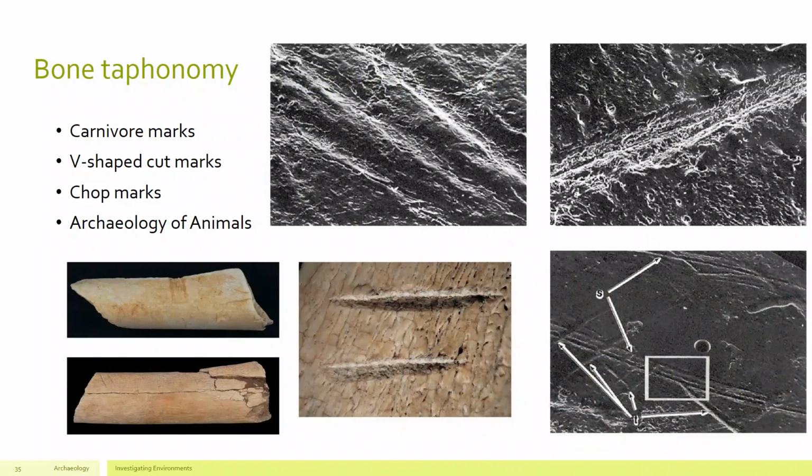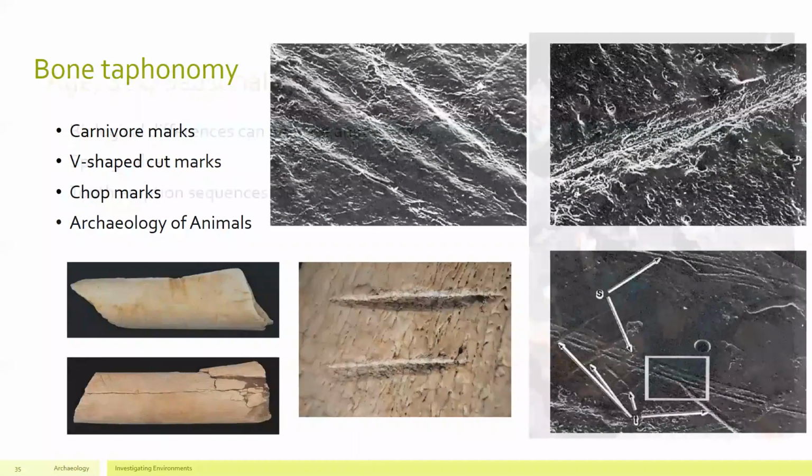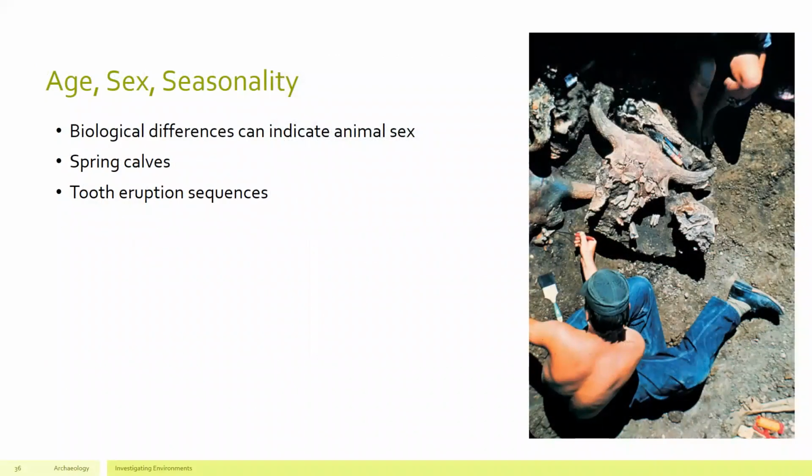Analyzing bone taphonomy is very useful, like looking at carnivore marks, tooth marks, consumption marks from natural events in animals versus V-shaped cut marks from stone tools. You can tell the difference between chop marks and slicing marks in stone or steel. This is all something that's part of bone taphonomy, zooarchaeology, the archaeology of animals. Age, sex, and seasonality, very useful. Biological differences can indicate animal sex. You have spring calves, and tooth eruption sequences that tell the age of the animal at the time that they were killed.